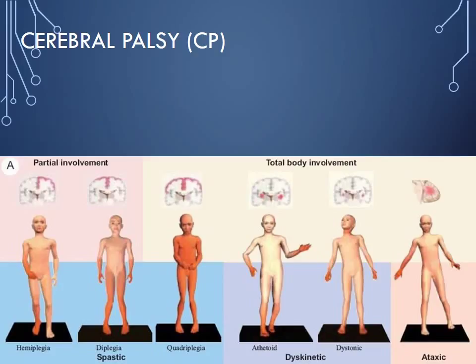It's a group of permanent disorders of the development of movement and postures causing activity limitations that are attributed to non-progressive disturbances that occurred in the developing fetal or infant brain. It's characterized by abnormal muscle tone and coordination. Incidence is about 2.4 to 3.6 per 1,000 live births. It is the most common permanent physical disability in childhood. 15 to 60% of children that are affected may also have epilepsy.